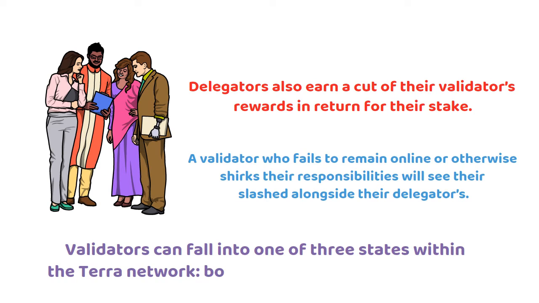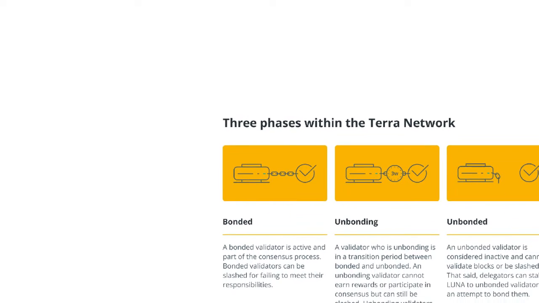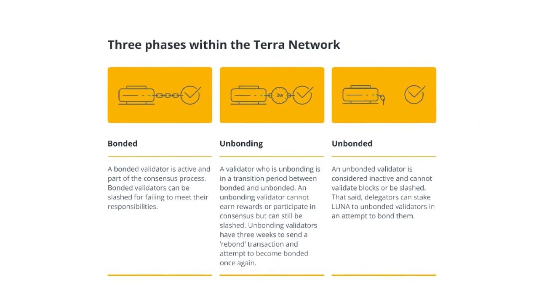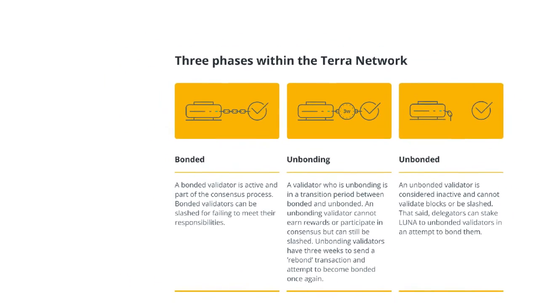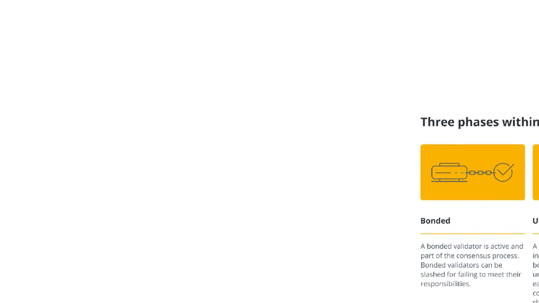In fact, validators can fall into one of three states within the Terra network: bonded, unbonding, and unbonded. Bonded Luna is staked to a validator and earning rewards, and cannot be traded by the delegator. In contrast, unbonding Luna is a process, and its owners cannot earn rewards during this time. It takes 21 days for unbonding Luna to become unbonded, so the delegator can use it freely.